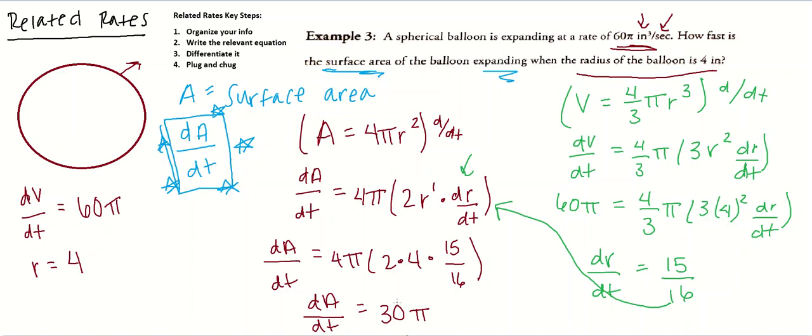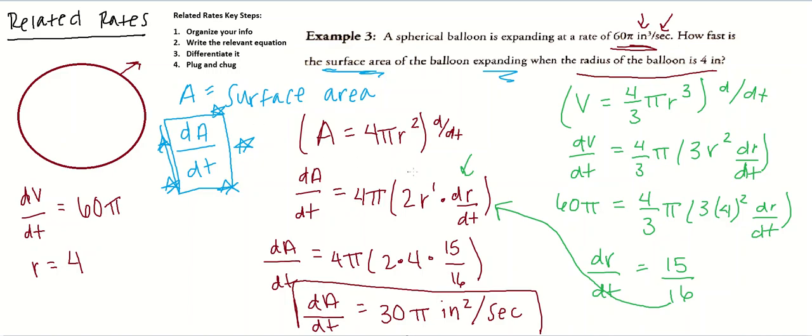And again, you want to make sure that you are using units. So let's think about what the units would be. So A represents surface area. And how do we measure surface area? Well, if volume was measured in inches cubed, then surface area should be measured in inches squared, right? And then how are we measuring time? Well, up here, our units were inches cubed per second. So that means we are measuring time in seconds. So dA/dt is equal to 30π inches squared per second. And that is our final answer, 30π inches squared per second.